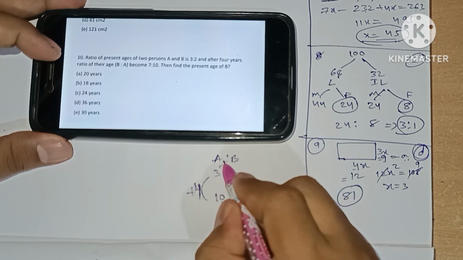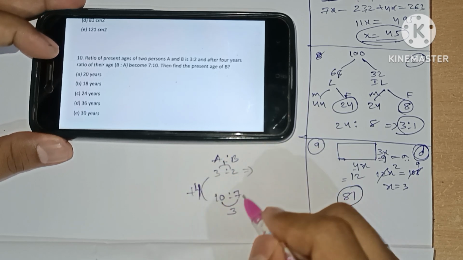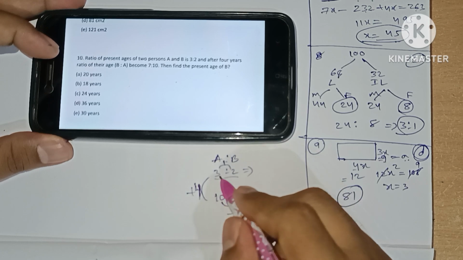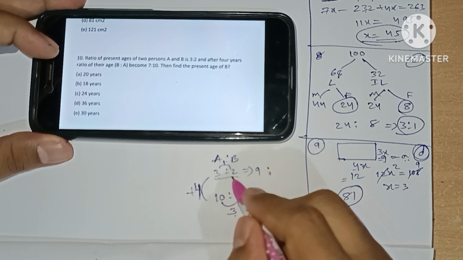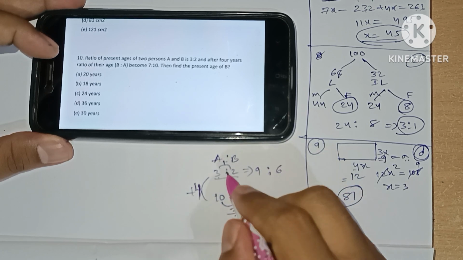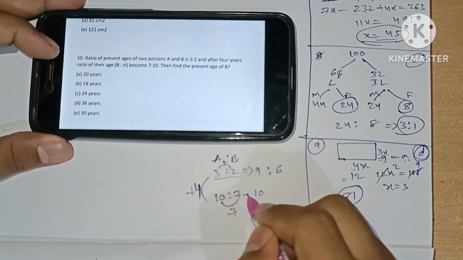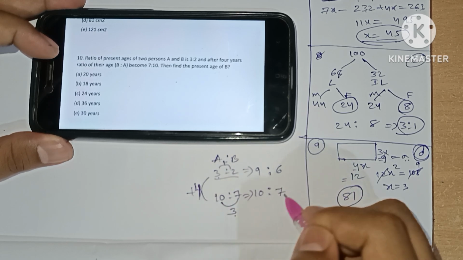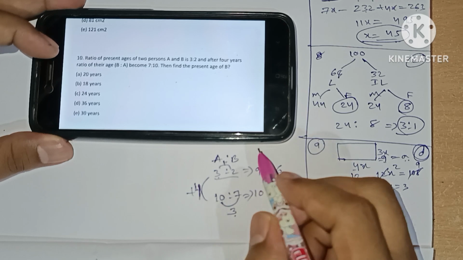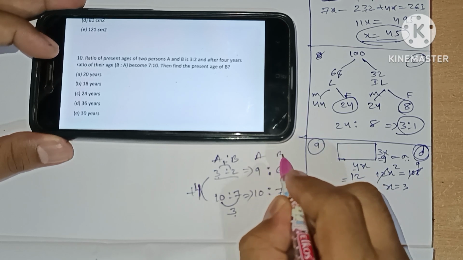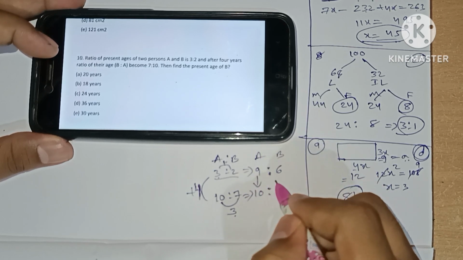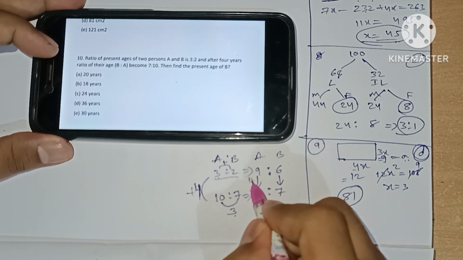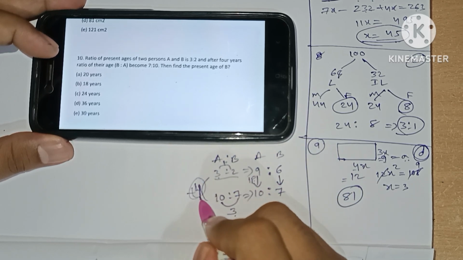Here the difference between these two is 1. So we need to make them equal by multiplying these with 3. 3 times 3 is 9, 3 times 2 will be 6. 1 into 10 will be 10, 1 into 7 will be 7. So these are the ratios we get for A and B. So the difference between these two is 1 and these two is also 1. So here one part value is 4 years.